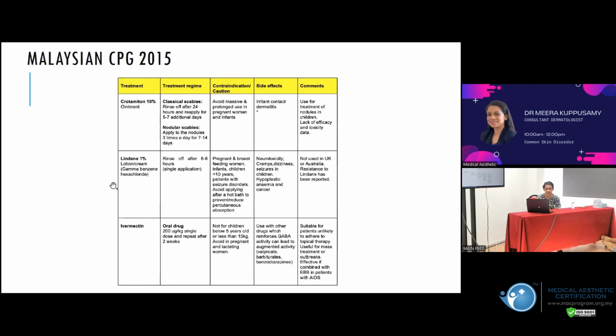Okay, others that can be used is crotamiton. Also, it doesn't really kill the mite. So basically, it forms a layer and then it reduces the itchiness.